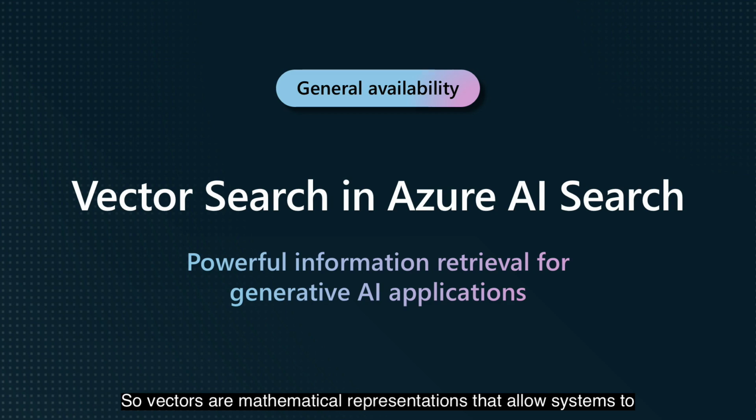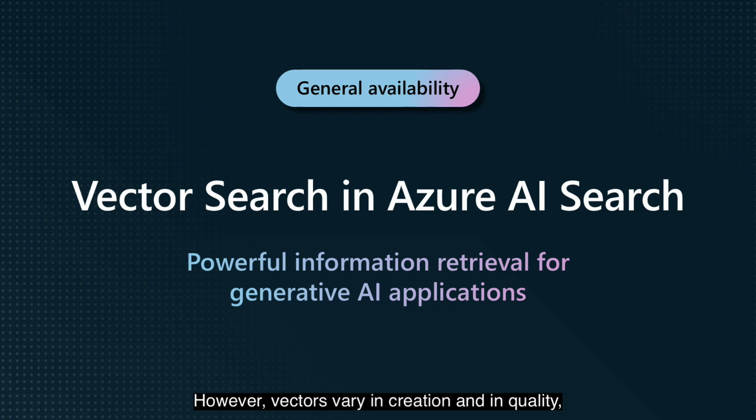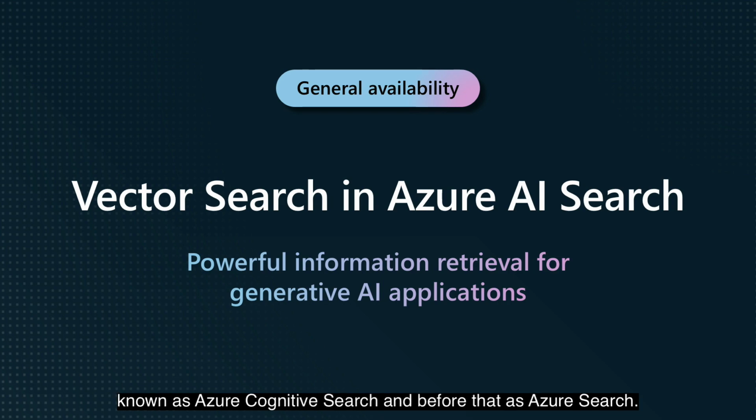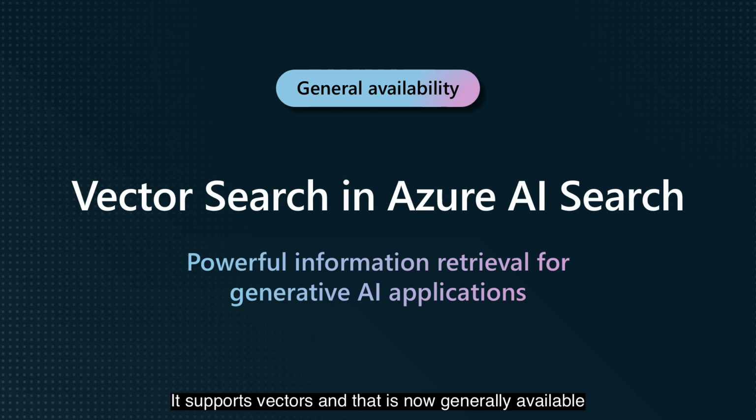So vectors are mathematical representations that allow systems to easily compare data for relevance and similarity. However, vectors vary in creation and in quality. And we're super proud that Azure AI Search, which formerly was known as Azure Cognitive Search, and before that as Azure Search, supports vectors. And that is now generally available since Ignite a few weeks ago.